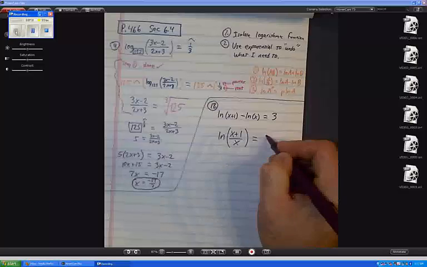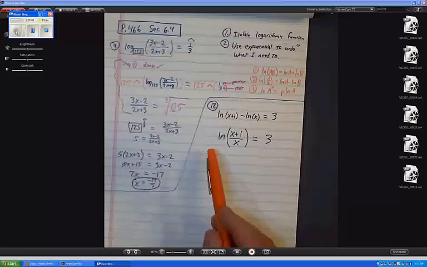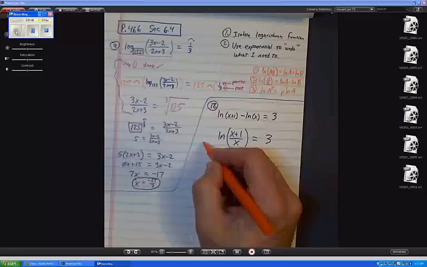We wrote it as one logarithm. Okay? And now I'm going to do the same thing to both sides. What is it I'm going to do to both sides? Well, I guess the way to say it is e to the.